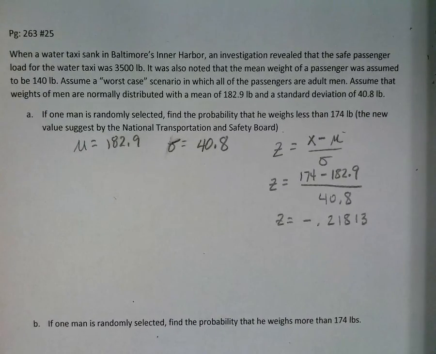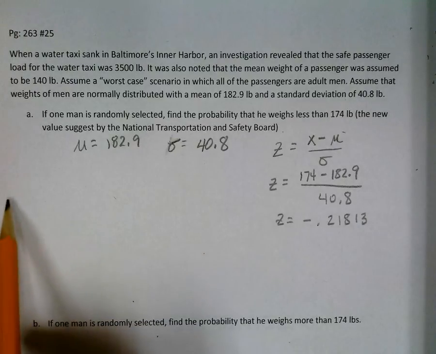Our z-score is negative in this case because our data point of 174 is less than the mean. So data that is less than the mean is going to give us a negative z-score. Data that's greater than the mean is going to give us a positive z-score.